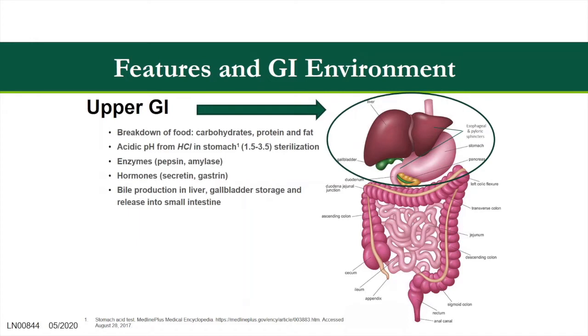In the stomach, that acidic pH from the HCl causes a really low pH that's important for sterilization and many other effects. Then there are the enzymes that are produced here, pepsin, amylase, hormones, bile production in the liver, and storage in the gallbladder before it's released into the intestines.